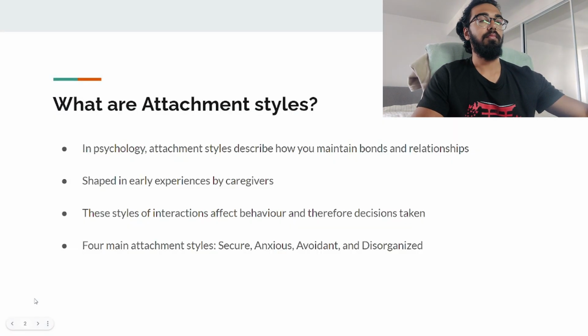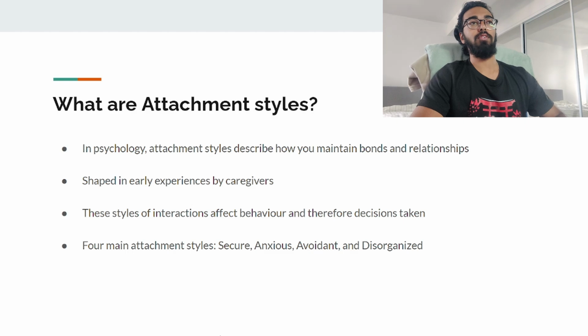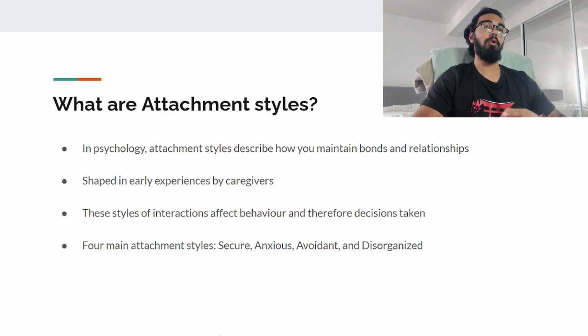So what are attachment styles? In psychology, attachment styles describe how you maintain bonds and relationships. They're shaped in early experiences by caregivers. So essentially, when you're a baby, literally from a very young age, as soon as you're born, this is when you're most absorbent as a human. This is when you learn the most things.